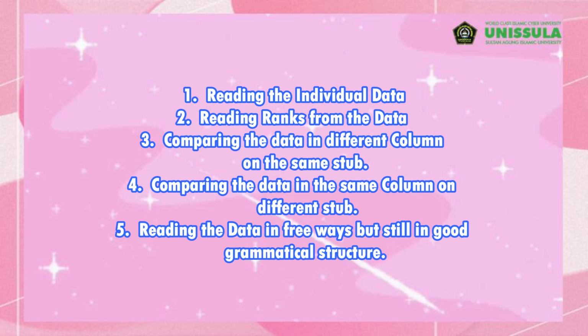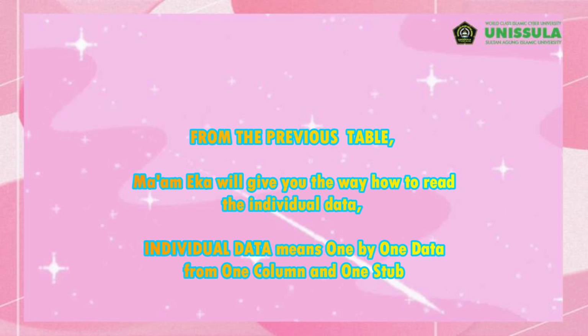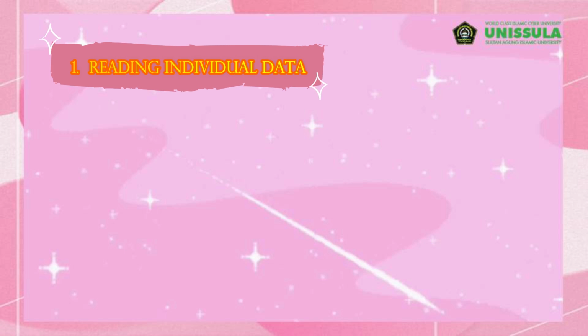We come to the first way, reading the individual data from the previous table. From this table, Mamika will show you how to read the individual data. Individual data means data one by one, from one column, one stub. The first way to read the table is reading the individual data.